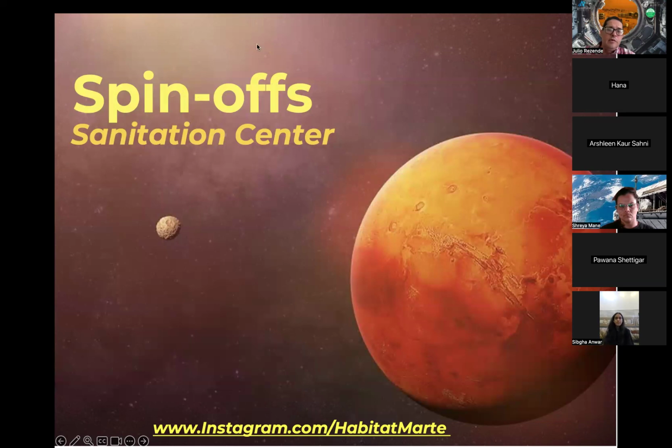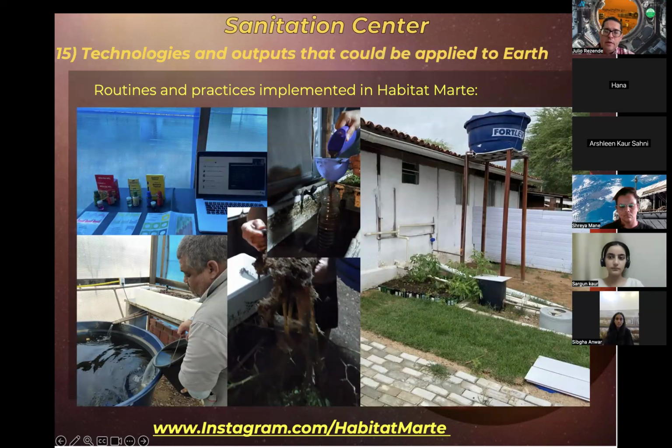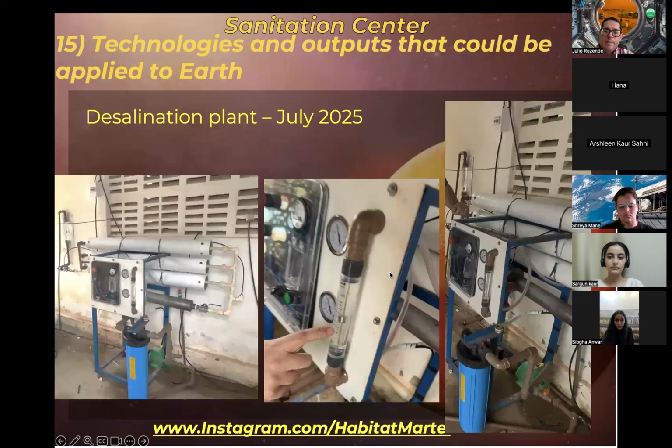And the last dimension of my presentation is the spin-offs. This photo is not new. Now the Habitat Marte is fully renovated, where we can see this water tank. Now it is very different, but here are some different photos showing the analysis of water and some procedures. And here, a photo of our sanitation unit.